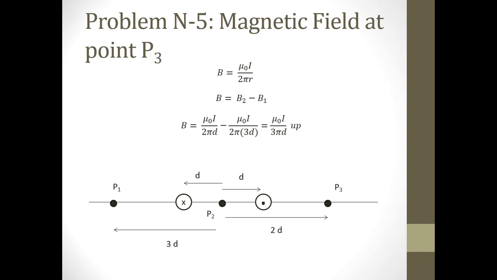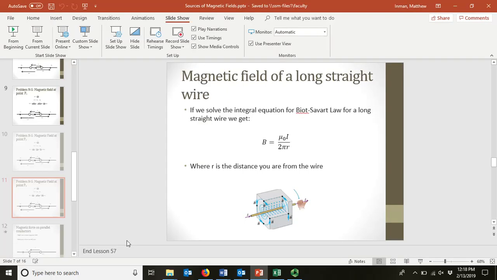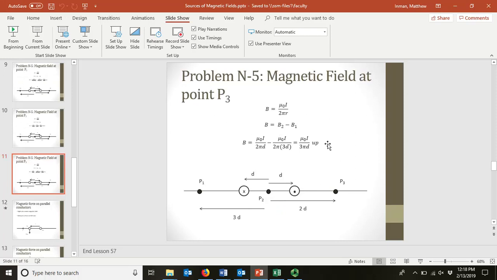If we do P3, what happens from the wire on the right? You have a magnetic field that points upward. From the wire on the left, you have a magnetic field that points downward. If we plug in the values for distance, we end up with mu naught I divided by 3 pi d upward as your total magnetic field. And so that gives you a quick overview of how we can calculate the magnetic field from a long straight wire. We could also look at magnetic fields from, say, a coil of wires.